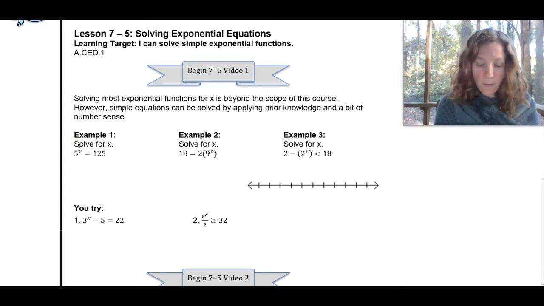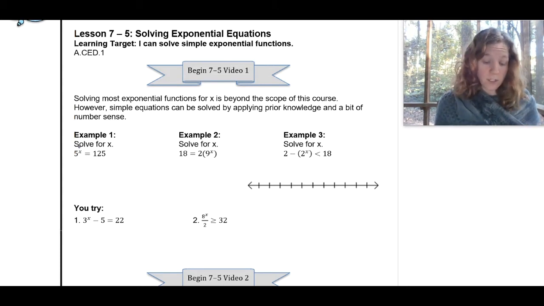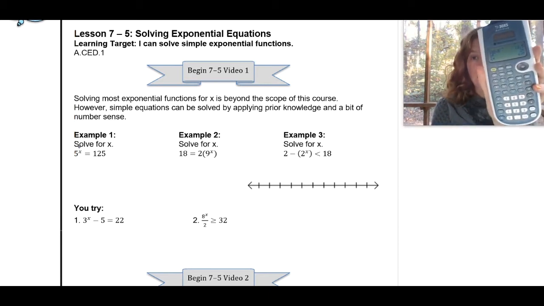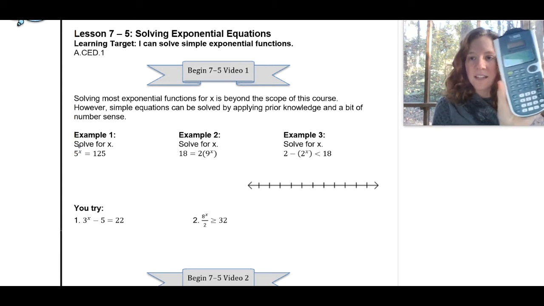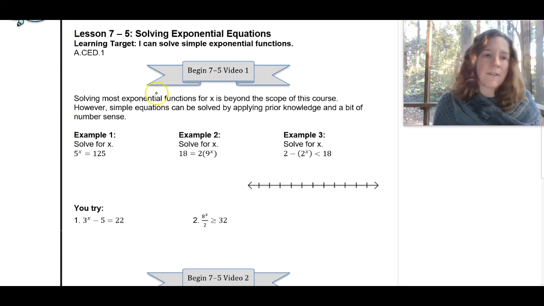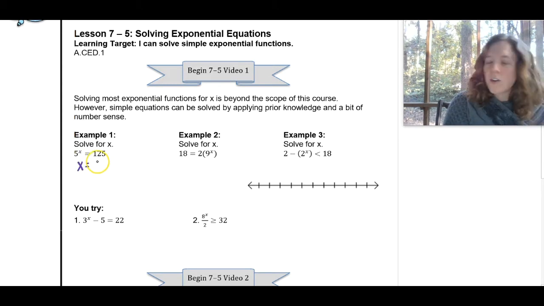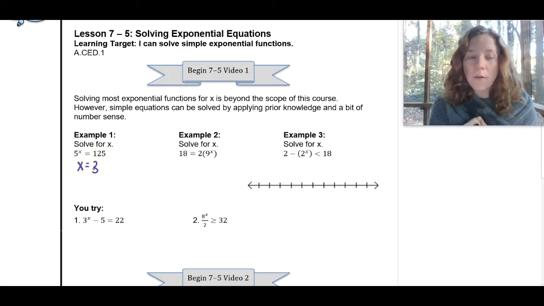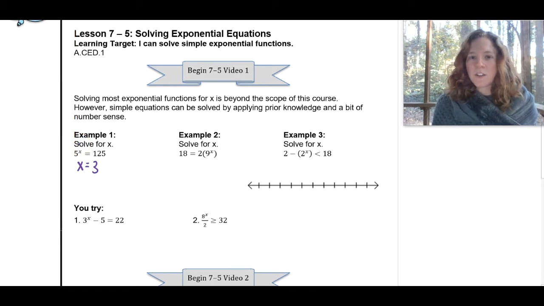5 to the second power is 25, so it's got to be bigger than 2. So I'm going to try 5 to the fourth power. That gives me 625. It's got to be less than 4. So I'm going to try 5 to the third power, and it's 125. I know y'all are probably laughing at me because you probably already knew that it was 3. But I wanted to show you how the guessing would work. So, if 5 to the third power gives me 125, then the value of x in this equation is 3. That's it. That's all I'm going to do.